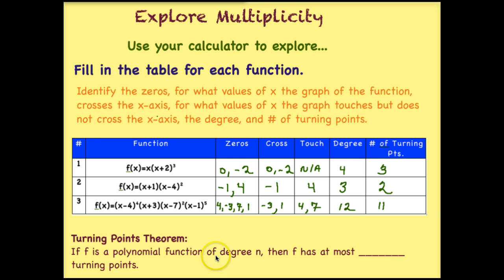So let's look at our turning point theorem. If f is a polynomial function of degree n, then f has at most, and think about what you would fill in for that, how many turning points? How could you write that? Well, f has at most n, the degree, minus 1 turning points. So that's how we'll know how many turning points. If you have a polynomial that is degree 20, you know there's going to be 19 turning points.